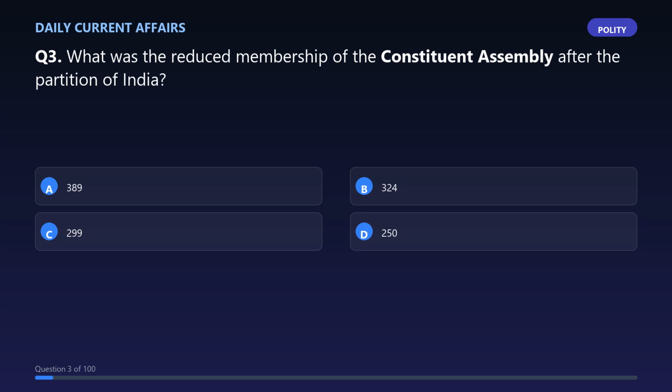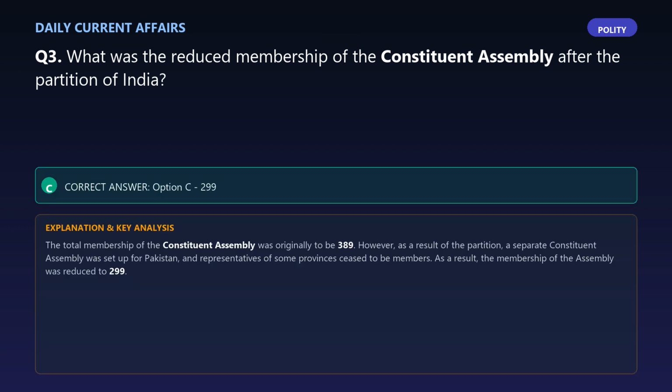Question 3. What was the reduced membership of the Constituent Assembly after the partition of India? The correct answer is option C, 299. Explanation: the total membership of the Constituent Assembly was originally to be 389. However, as a result of the partition, a separate Constituent Assembly was set up for Pakistan and representatives of some provinces ceased to be members. As a result, the membership of the Assembly was reduced to 299.